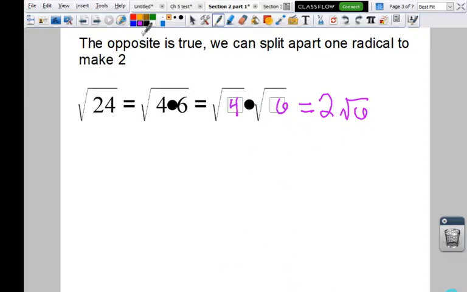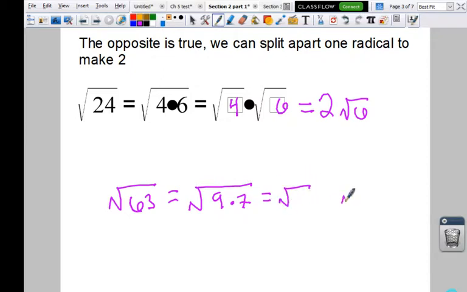Alright, so let me give you another example. What if I did the square root of 63? I can rewrite 63 as 9 times 7, right? Which is nice because I can split it apart into two square roots that I'm still multiplying together. Square root of 9 times square root of 7.